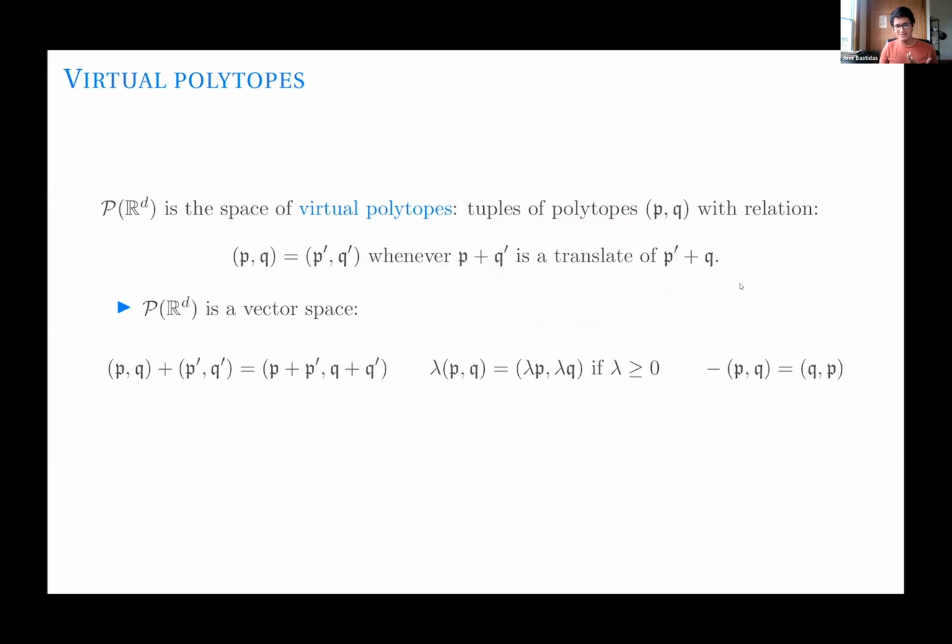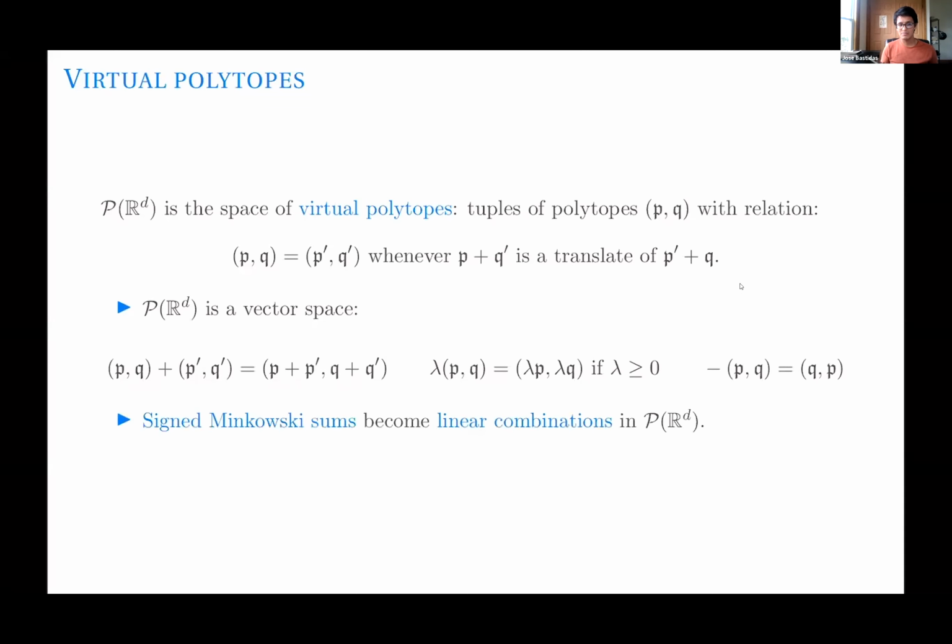But what is nice about this space is that it is actually a vector space, and the sum in this vector space is just the Minkowski sum. So we take the Minkowski sum on each of the components of the tuple, and the way to multiply by scalars is, if the scalar is positive, we just dilate the polytopes. And if the scalar is negative, then I first need to multiply by -1, and what I do is just swap the order of the tuple. Basically, I'm reversing what I want you to think of as P minus Q, and it becomes Q minus P, which is what you would expect if you're multiplying by -1. So this is just a formal definition. This is a vector space.